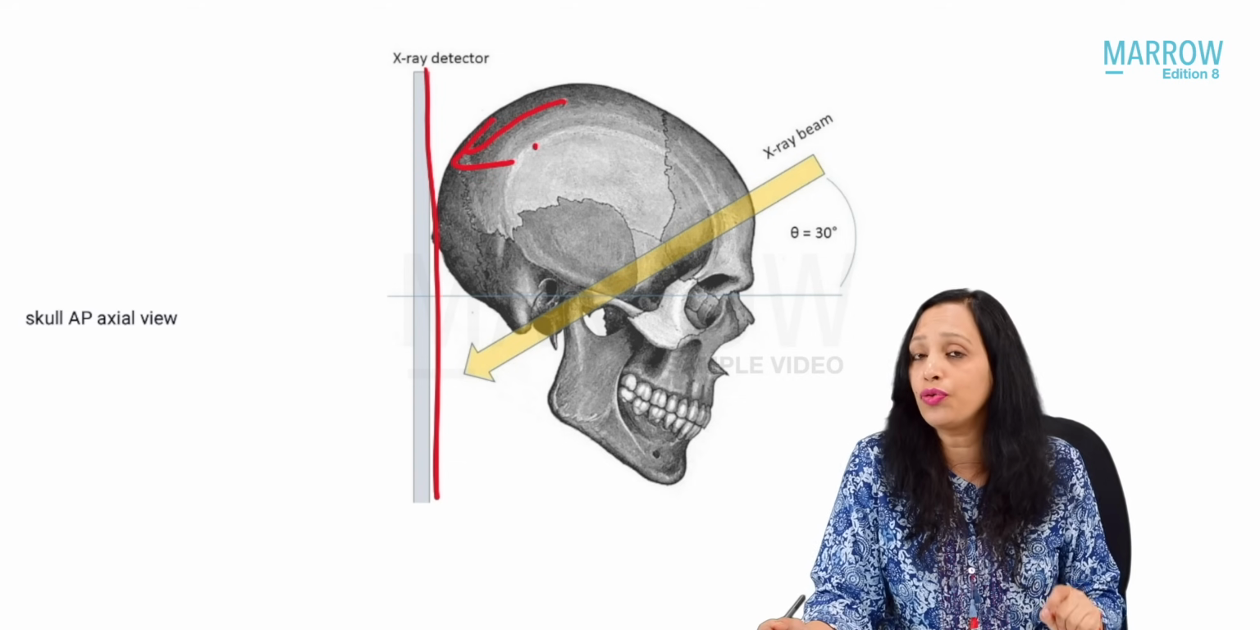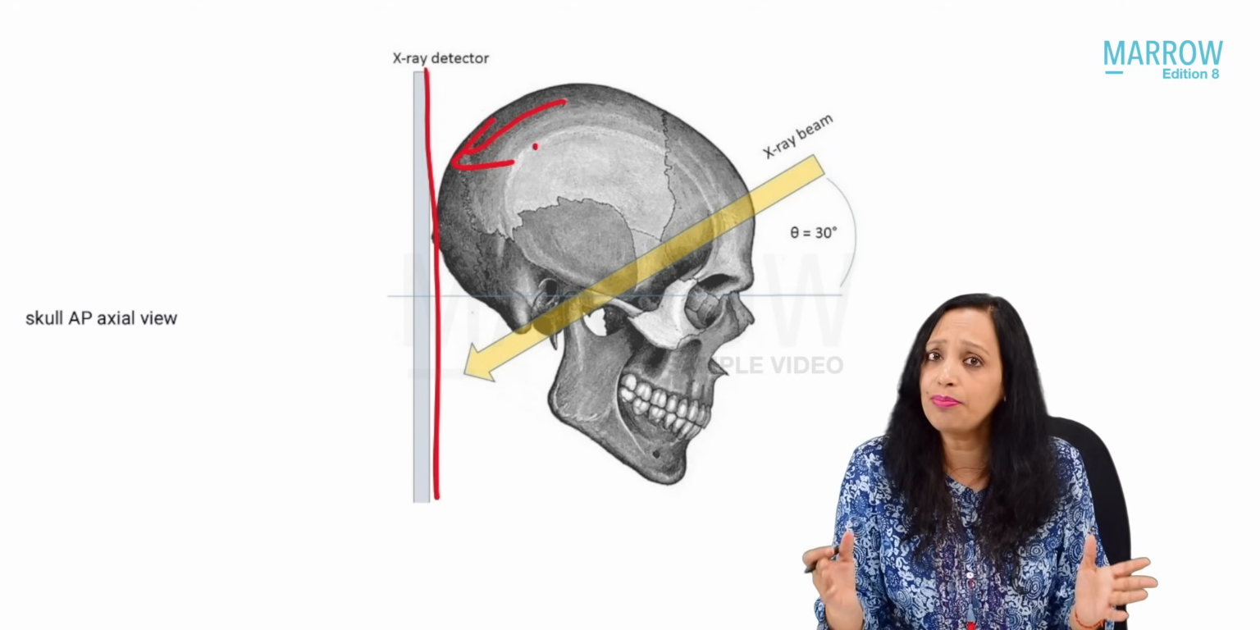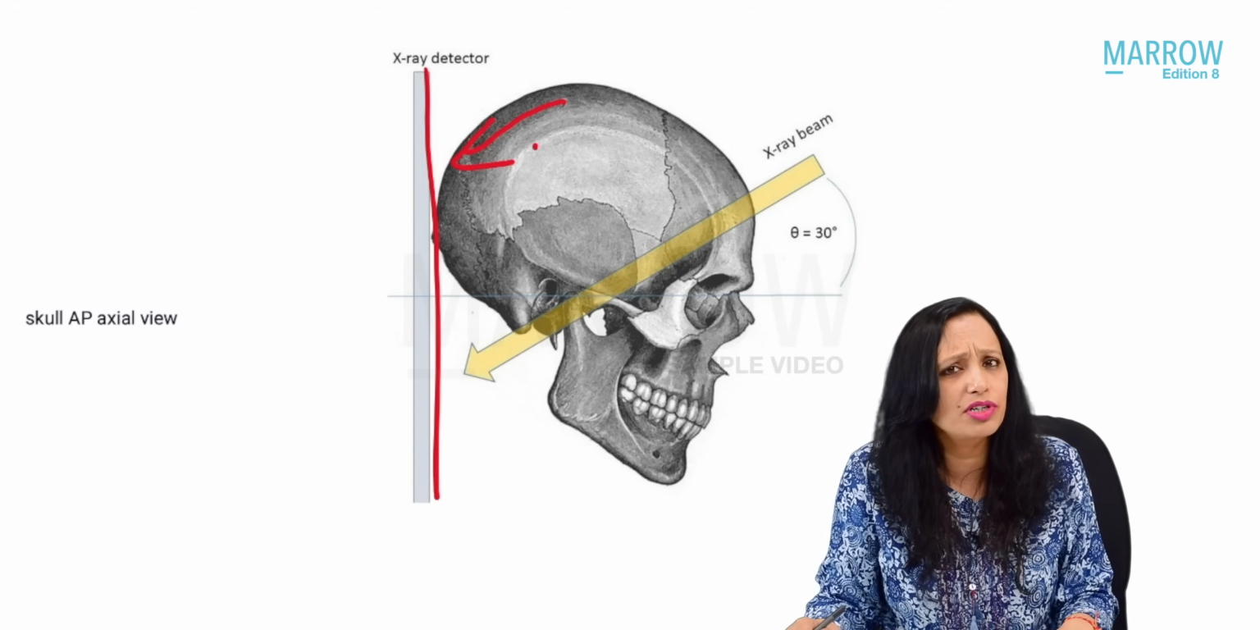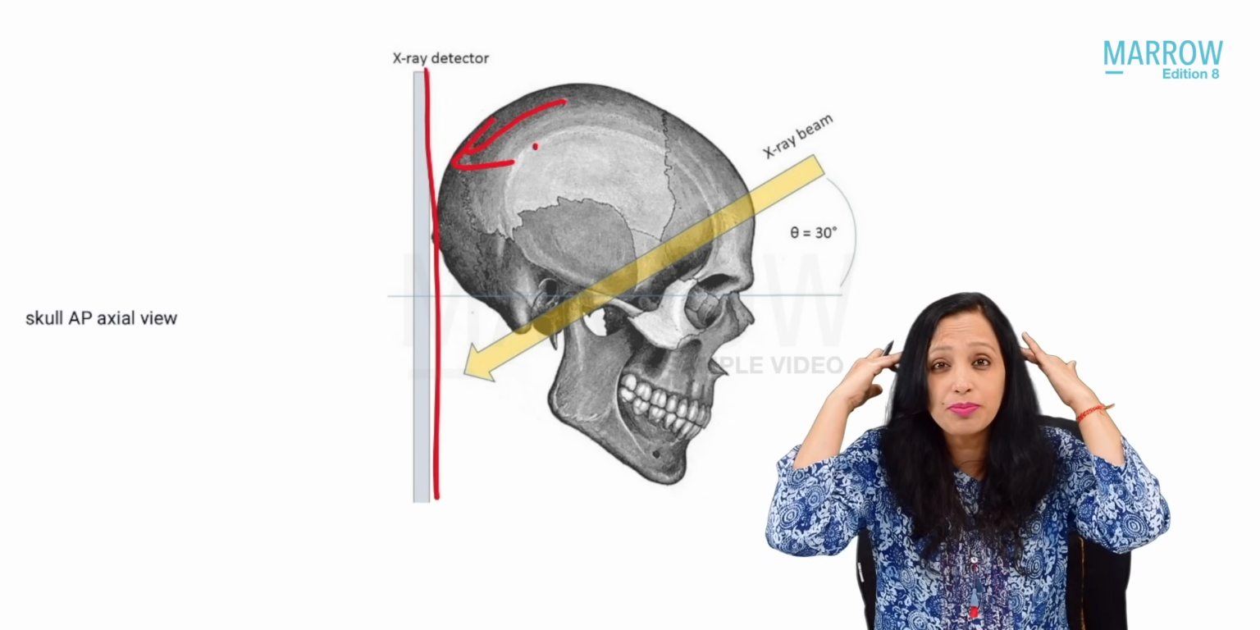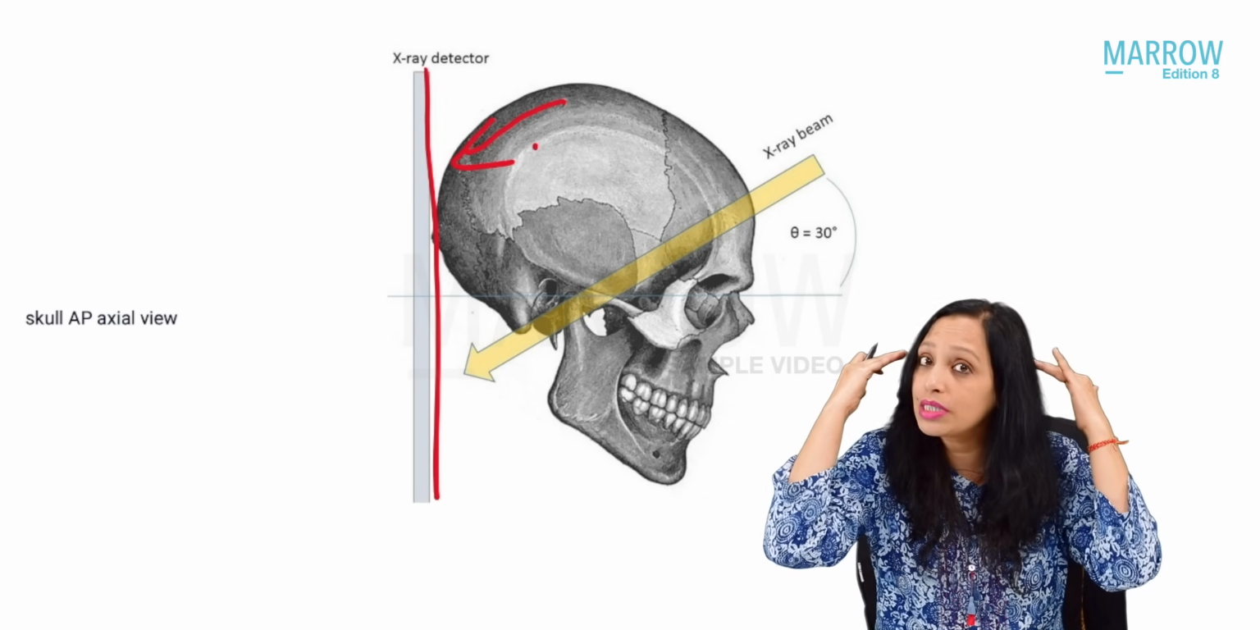Now what we want to view is the petrous part of the temporal bone. Where is that petrous part? Is it present anteriorly or is it present posteriorly? Yes, it is present posteriorly.